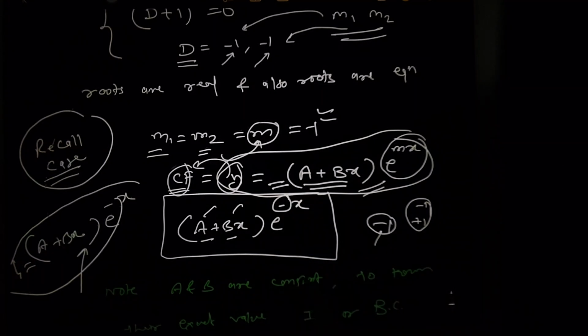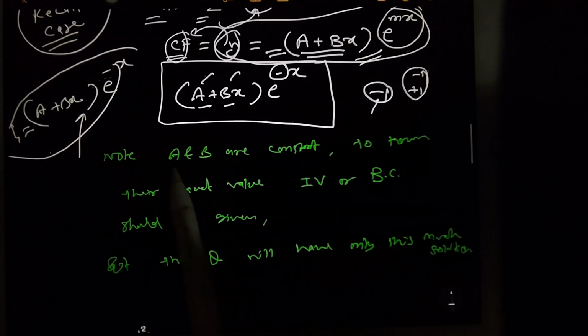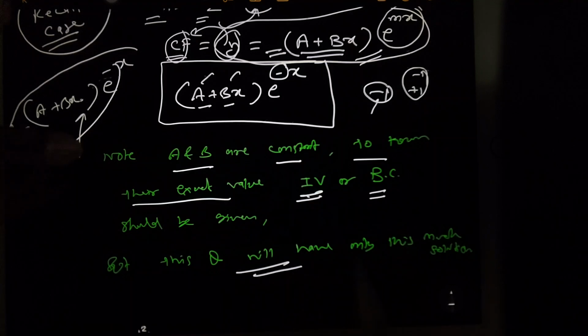So y is equal to whatever you are getting, that became your final solution. Can I find the a and b values in this problem? The answer is no. Why? Because initial value or boundary conditions are not given. Note a and b are constants. To know their exact values, initial value or boundary conditions should be given, which is not given in this question. So this itself will be your final solution.